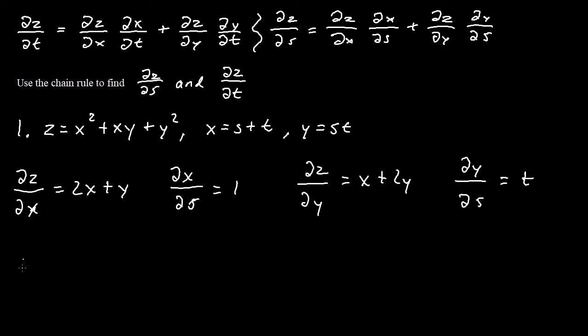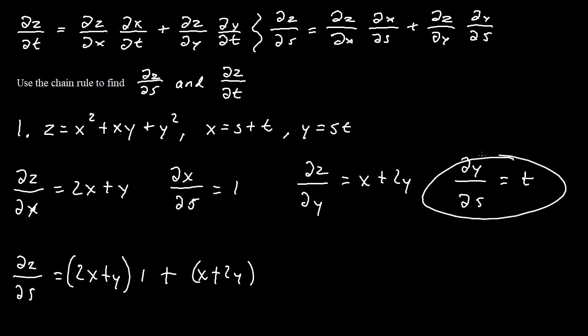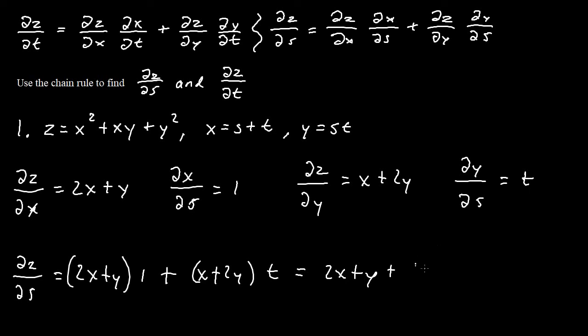So using the formula here, the partial derivative of z with respect to s is going to be equal to the partial derivative of z with respect to x, which is 2x plus y, times the partial derivative of x with respect to s, which is 1, plus the partial derivative of z with respect to y, which is x plus 2y, times the partial derivative of y with respect to s, which is t. So if we simplify, we'll get 2x plus y, and then plus, I'll just leave the t outside, so t times x plus 2y.